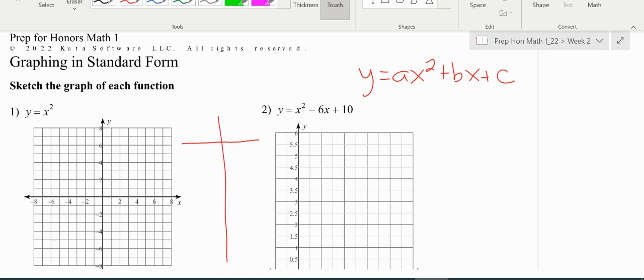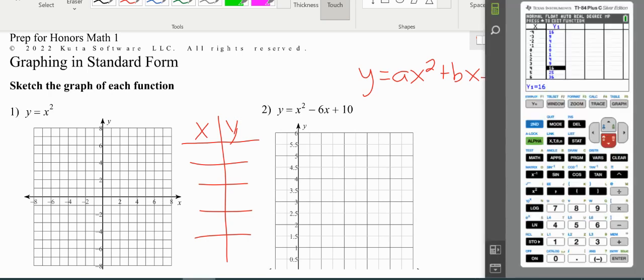So on this first one, I might just make an xy table. And then 1, 2, 3, 4, 5. A few things to note before we sketch this first one by hand, just to remind you what a quadratic would end up looking like.